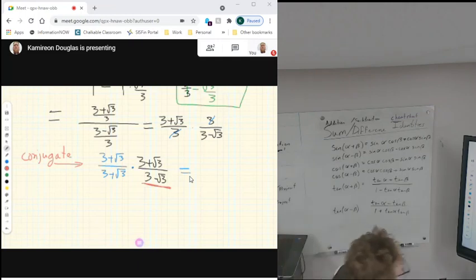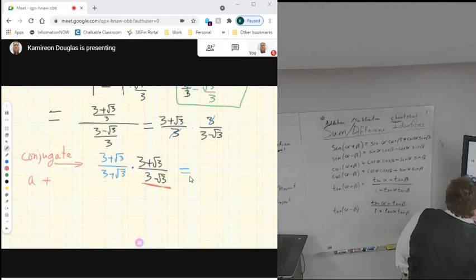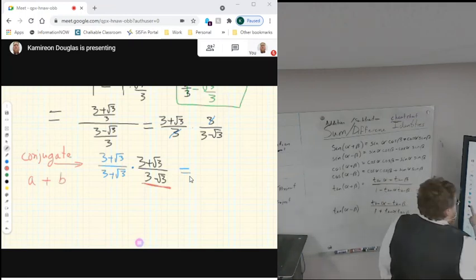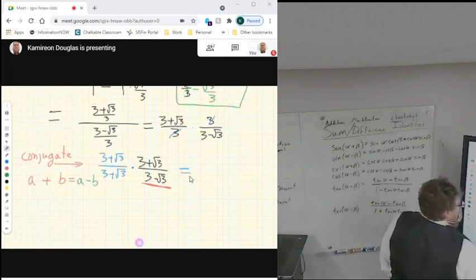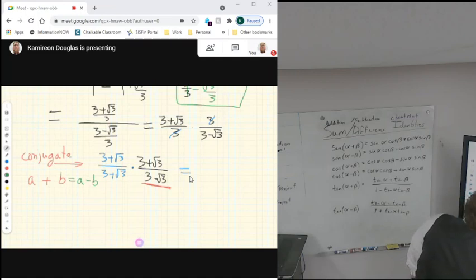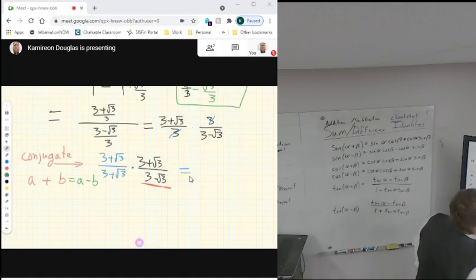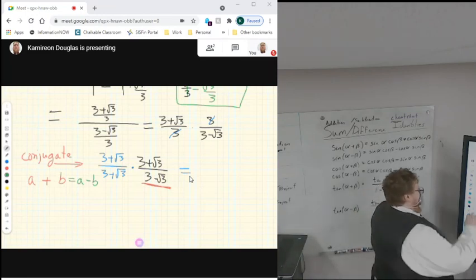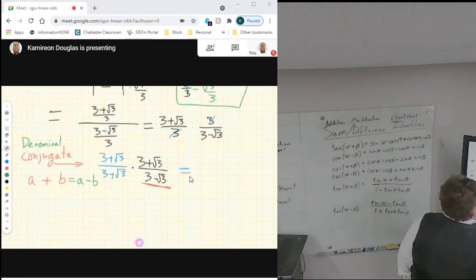The conjugate is defined as, if I have two numbers, a plus b, so one of these could be radicals, it could be anything you want, the conjugate is the reverse of these, a minus b. And it works both ways. So if I have subtraction, the conjugate is just the addition version. If I have the addition, the conjugate is the subtraction version. But it always applies to the denominator. So you want to conjugate the denominator. Always, always, always, always, always.